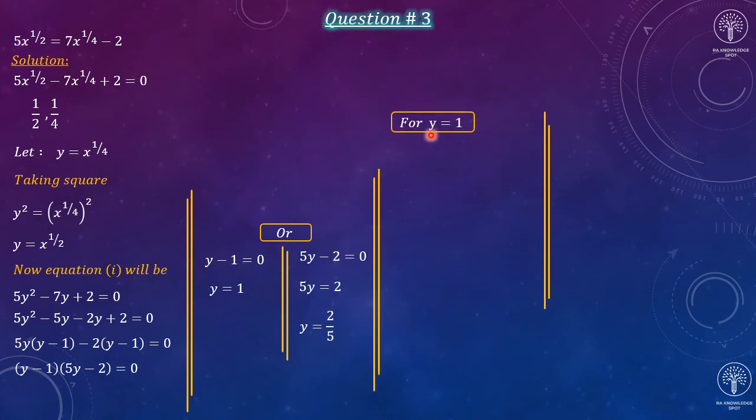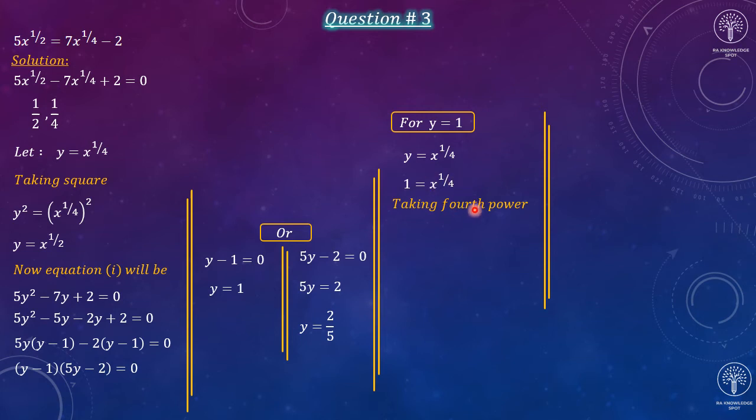First we have to solve for y is equal to 1, and we have to put the value in the very first step. As in the previous question, students, we are putting it in this equation by substitution, or you can say back substitution actually. Now putting the value of y, that is 1, is equal to x power 1 by 4. Now students, you can see that this is the 1 by 4th. We want that this 4 should not be here, the fraction should not be showing here. We want to remove this 4.